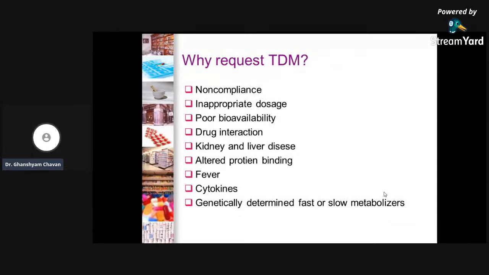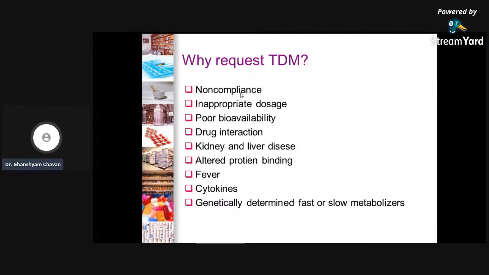Now, why is TDM required? Why is there a role of TDM? First is non-compliance. What is non-compliance? When a patient is not able to go along with your medicines, if the patient doesn't like medicines or starts to avoid medicines, that is non-adherence with the drug. It is nothing but non-compliance. So there is a role of the pharmacist to convince the patients to take that drug. Non-compliance is the major issue in TDM.